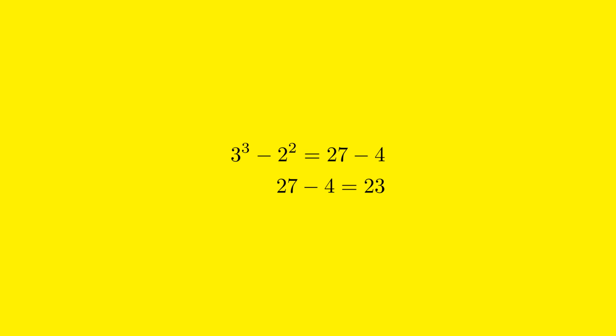Therefore, the original expression 3 raised to the power of 3 minus 2 raised to the power of 2 simplifies to the number 23. This is the final step, and we have successfully transformed the original exponents into a single, simple integer.